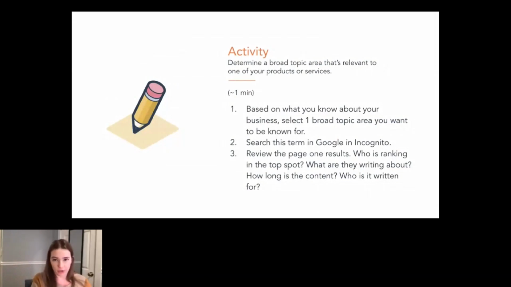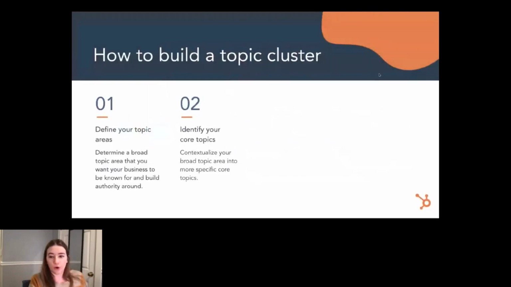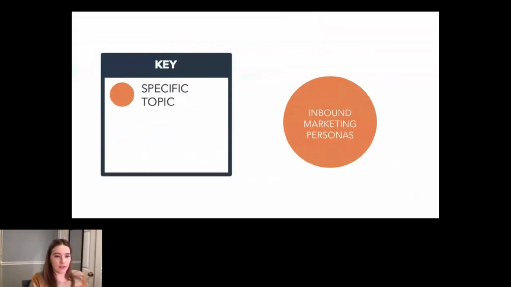All right. Great question. Let's regroup now that we have had the chance to go through this activity. So now that you've identified your broad topic area, we're going to go on to the next step, which is identifying your core topic area. So we're going to take that and hone in a little bit more specifically. So for HubSpot, this might be within inbound marketing personas. And a useful tip for thinking about your specific topic is if you can write something like the ultimate guide to, and fill in your topic there, it's a good pillar page idea.